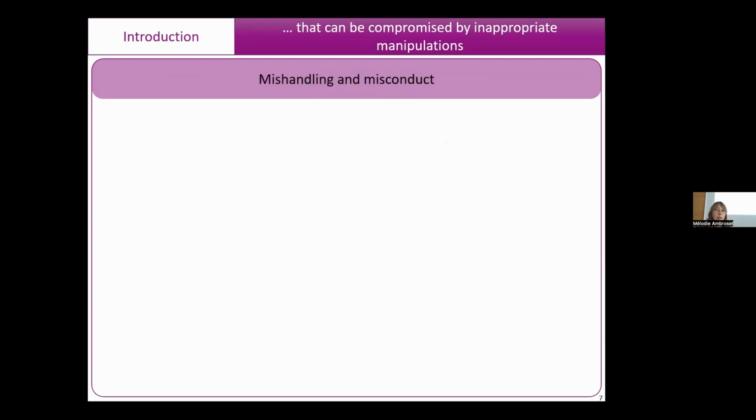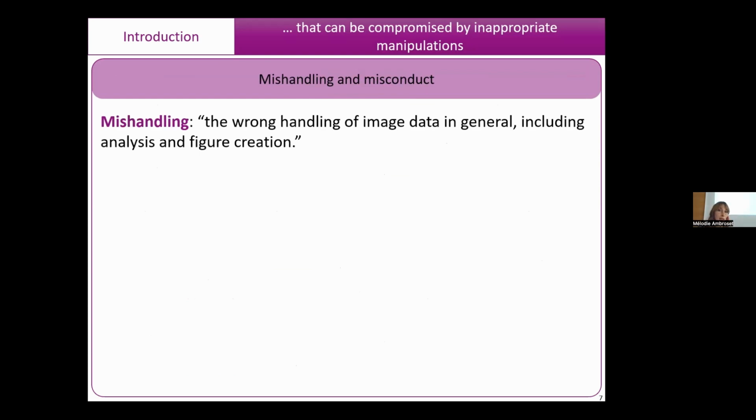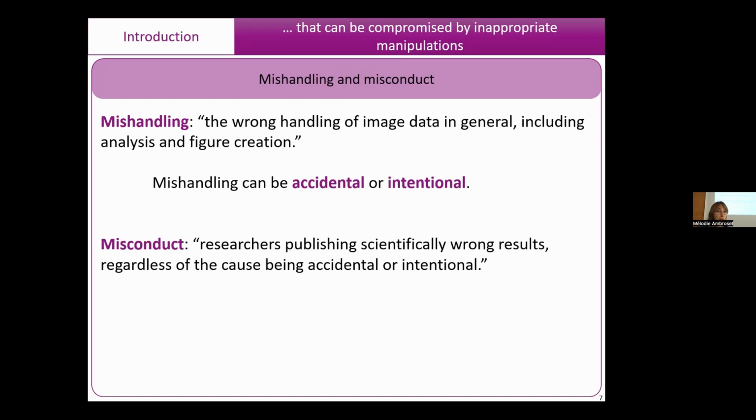So this data can be compromised by inappropriate manipulation that does not respect those ethical guidelines. I'm going to give you the author's definition of mishandling and misconduct. Mishandling is the wrong handling of image data in general, including analysis and figure creation. Mishandling can be accidental or intentional. And misconduct is when researchers publish scientifically wrong results, regardless of the cause being accidental or intentional.